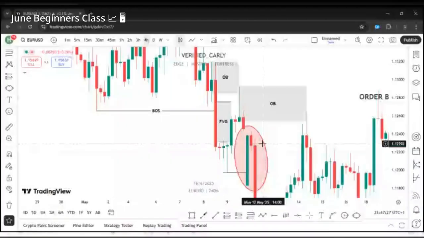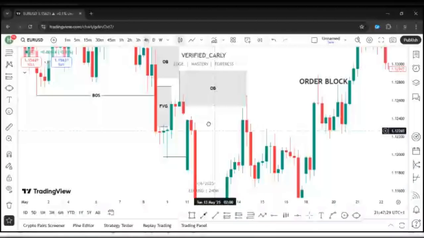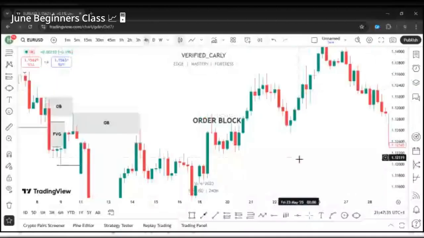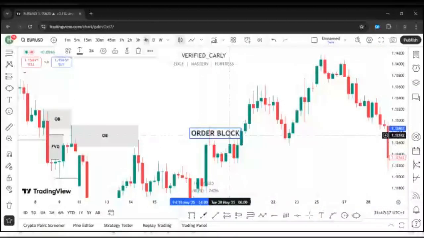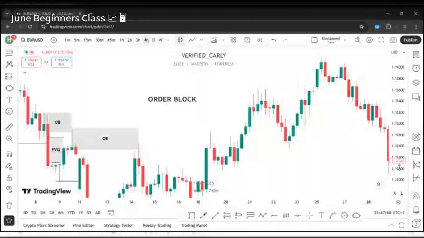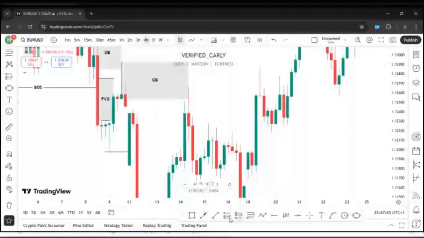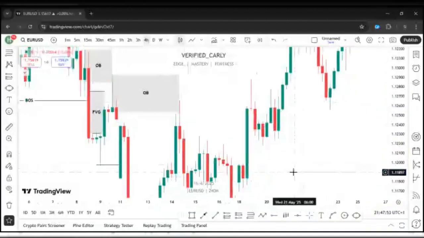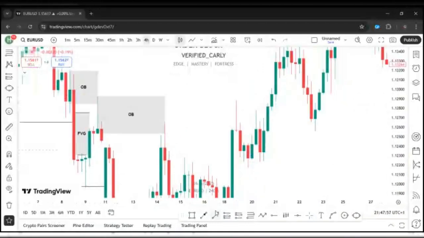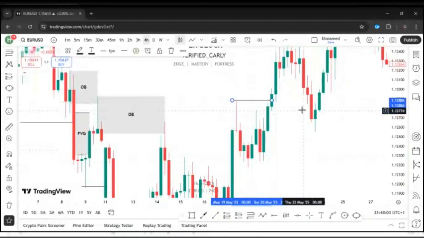So let's move on. This also is a valid order block. Let me explain how, guys. I told you that if a candle closes with a wick, it is not a valid break of structure. So if you are looking at this now, you know that that is not a valid break of structure. But this is a valid break of structure, guys. This right here is a valid break of structure.